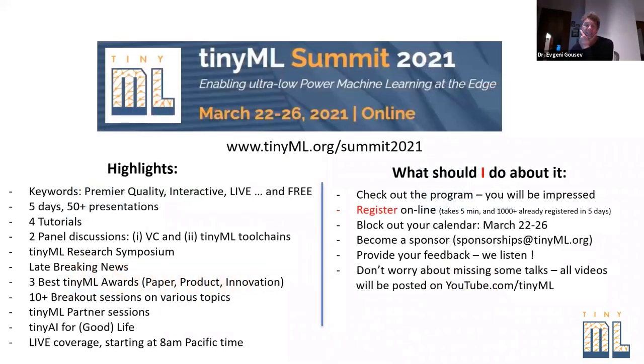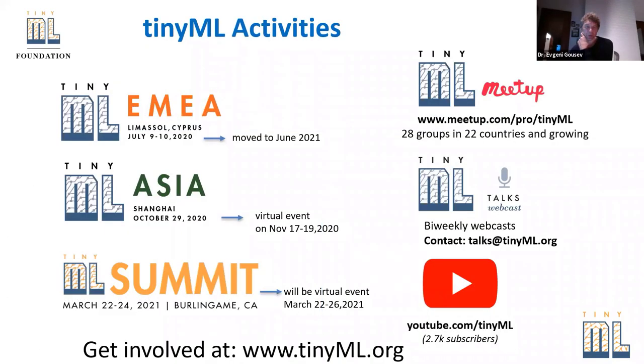Besides the summit, I think we also do two other major events. One is TinyML Asia. We had one last year. It was quite successful. And we are starting TinyML Europe, Middle East, and Asia. It will be June 7 to June 10 this year. And then we do meetups. As I said, we do bi-weekly webcasts, and we are going to see more and more initiatives coming this year.